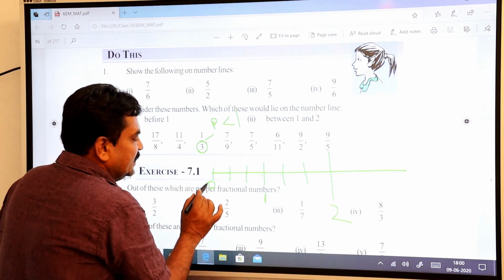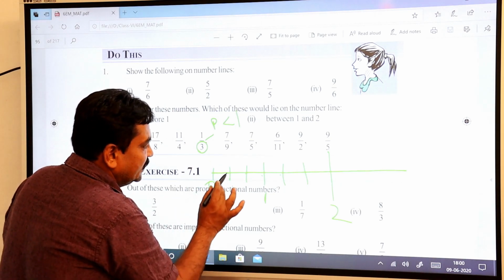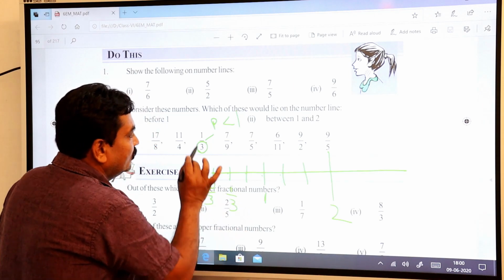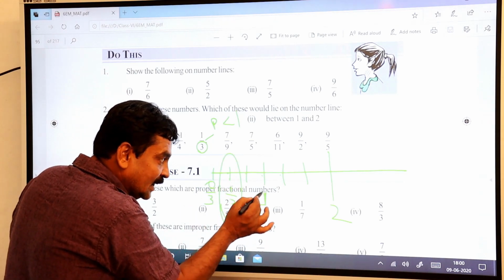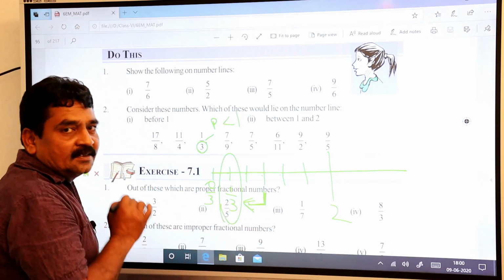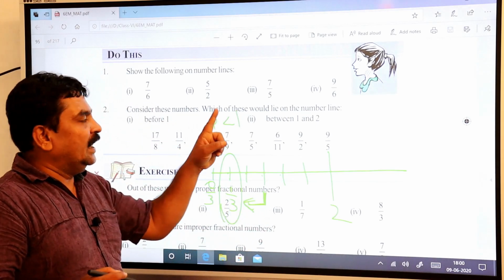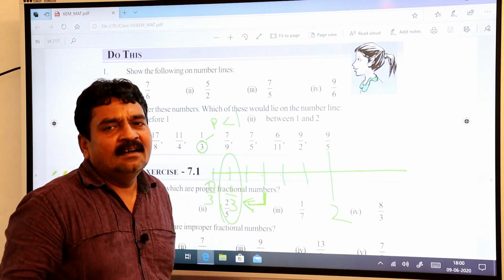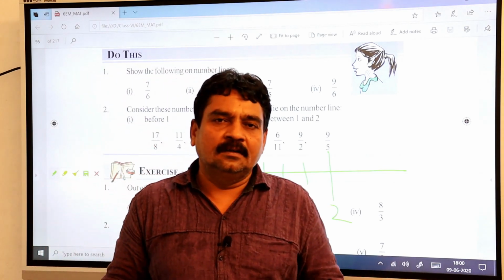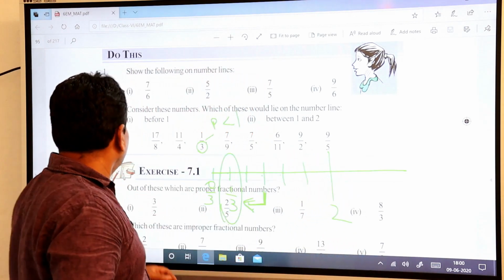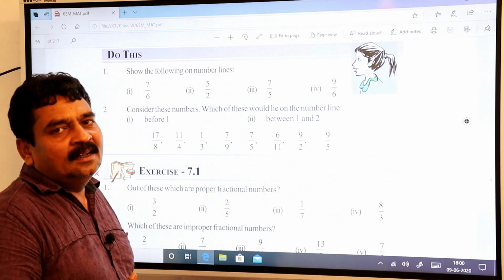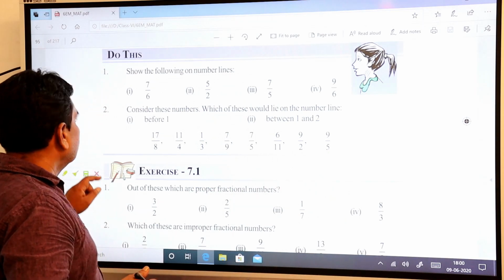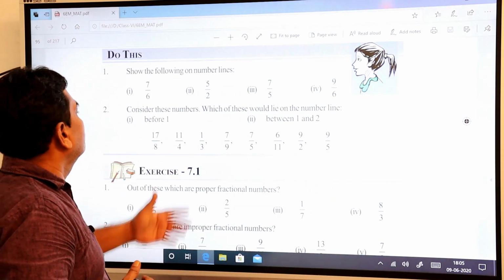Now, this is 0, 0 by 3. This is 1 by 3. So, this lies here which is less than 1. See, 1 is here. This is less than 1. That's why you say a proper fraction is always less than 1. So, we have proved it with the number line method also, for proper fractions and improper fractions. In that way, you just check it.